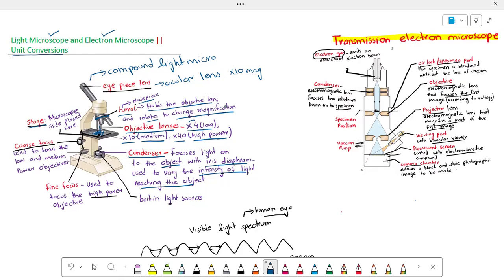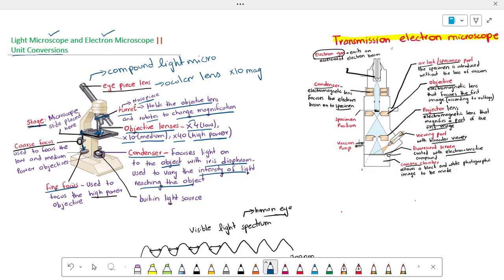The next one is the coarse focus knob. Its function is to focus the low and medium power objectives. This knob moves the stage up and down quickly, and it is mainly used for initial focusing when using low power objectives. And then the next one is the fine focus knob. Its function is to focus the high power objective. It is mainly used when observing the specimen under high power magnification.